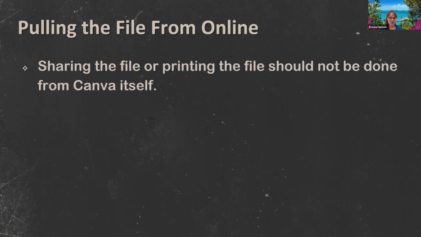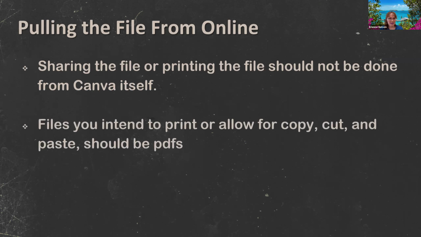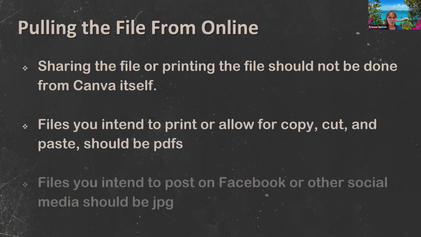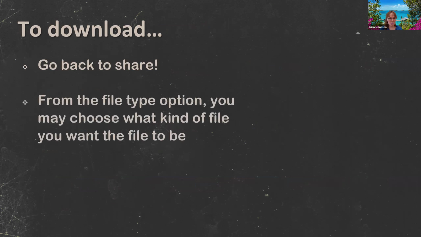Files that you intend to print or like allow for copy, cut, and paste should be PDFs. If you intend to post it on Facebook or other social media, you should probably use a JPG or a PNG. And in order to actually download that file, what you're going to do is you're going to get back into where you would go for share. And then from the file type option, you'll choose what kind of file you want it to be.